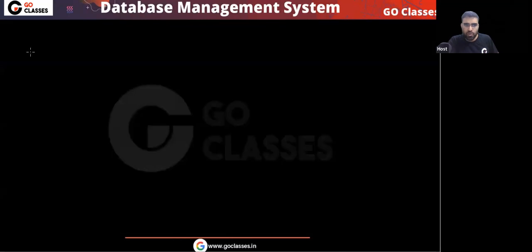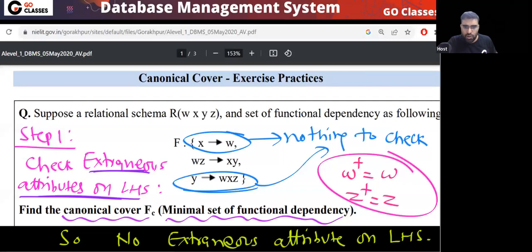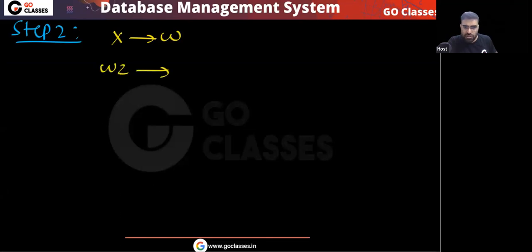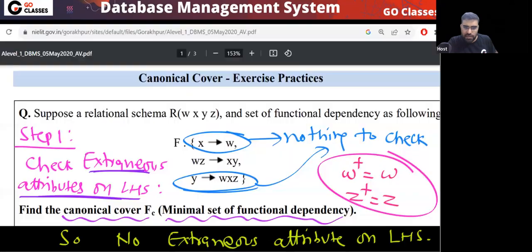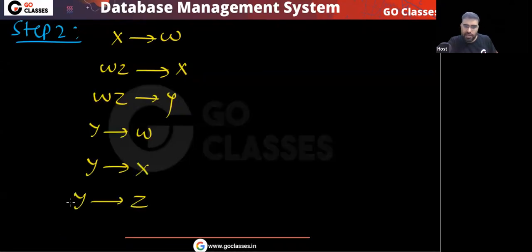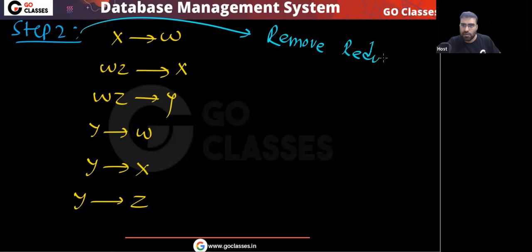Now what we have to do? Now your step number 2. For that, what you need? You just make sure on RHS you have single attribute. Okay, for step number 2, on RHS you put single attribute. Y determining W, Y determining X, Y determining Z. Okay, so this is what you got. Now what you will do in this step: remove redundant FDs. Okay, remove redundant FDs. So simple.